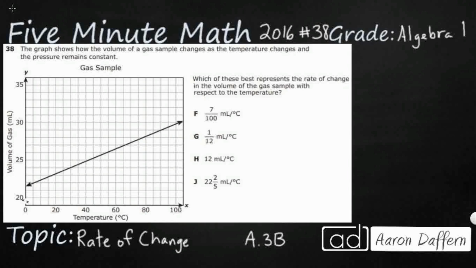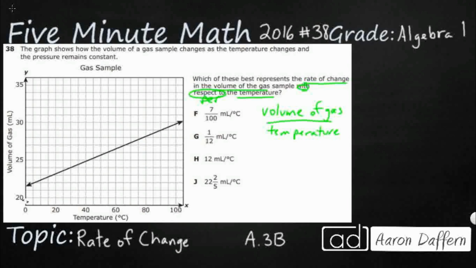So we have got a graph showing the volume of gas, how it changes as the temperature changes and the pressure remains constant. So we're simply looking for the rate of change, and the two things we're looking for is the volume of the gas sample with respect to the temperature. So this "with respect to" lets us know that we're going to be making a ratio here. And so volume of gas, that's going to be our numerator. We're going to make a ratio, and then we've got the temperature. That's your denominator.